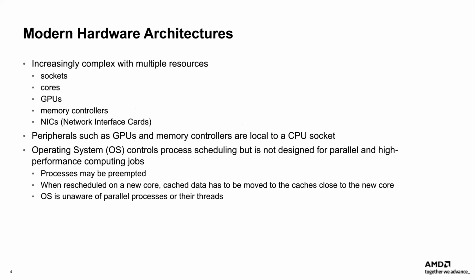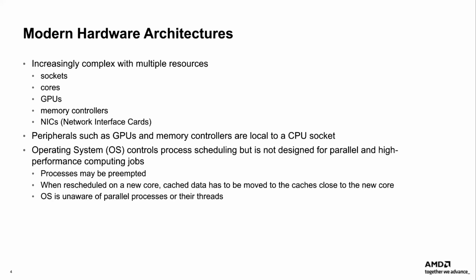So let's get into how modern architectures look like. Today, we've got systems with multiple resources. We've got probably many sockets, and each socket has CPUs with many cores, and then multiple GPUs. We have several memory controllers, network interface cards, and these peripherals are often connected to one socket or the other, so they're local to a socket.